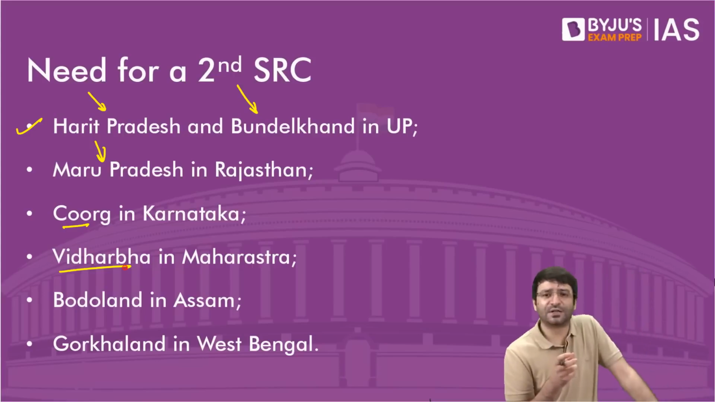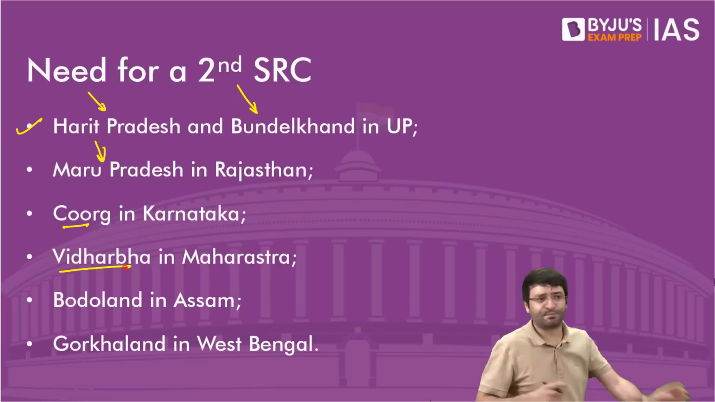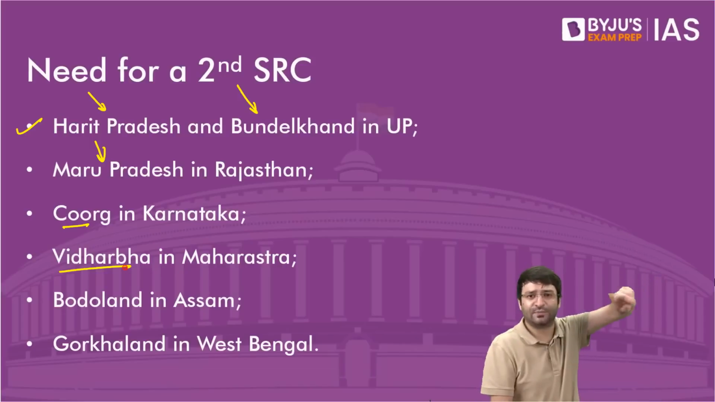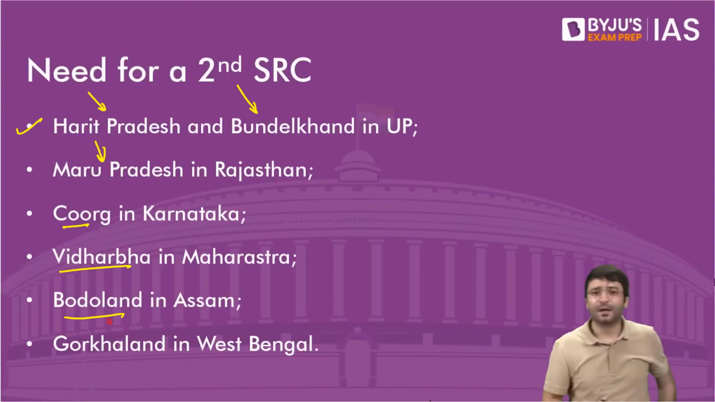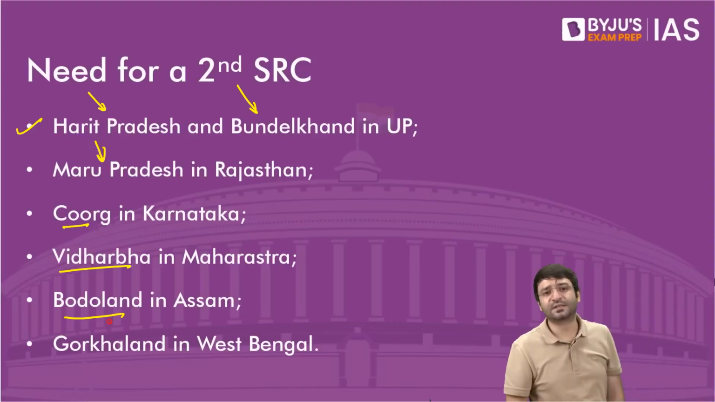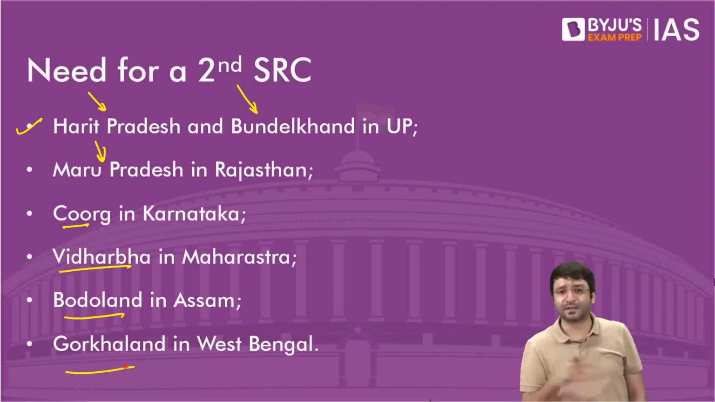Same is the case with Maharashtra as well. People of the Vidarbha region say that we are being discriminated against. We need a separate state. The Bundelkhand area says we are being discriminated against by the majority in Uttar Pradesh, in Lucknow, and in other areas. We need a separate state. Similarly, in Assam, Bodos demand a separate state altogether. In West Bengal, Gorkhas demand a separate land altogether, Gorkhaland.